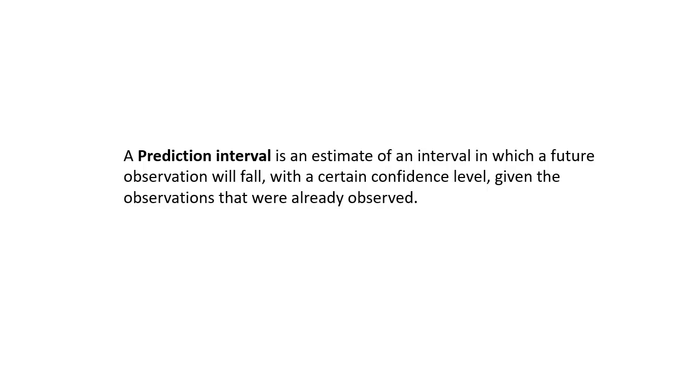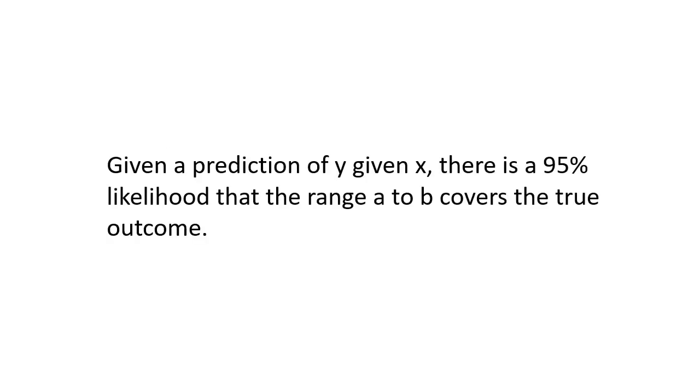Hello and welcome back. A prediction interval is an estimate of the interval in which a future observation will fall, with a certain confidence level, given observations that were already observed. It provides probabilistic upper and lower bounds on the estimate of an outcome variable. Prediction intervals are most commonly used when making predictions or forecasts with regression models, where uncertainty is being predicted. An example of the presentation of a prediction interval might be, given a prediction y given x, there is a 95% likelihood that the range a to b covers the true outcome. The prediction interval surrounds the prediction made by the model and hopefully covers the range of true outcomes.